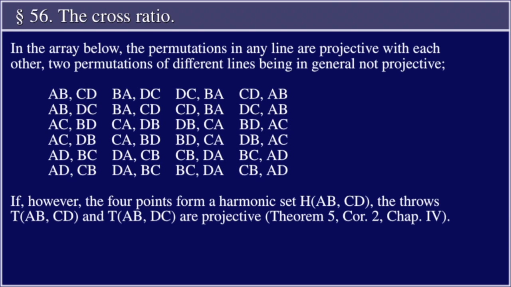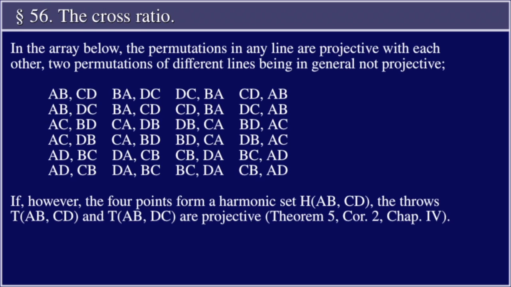Row 1: AB, CD; BA, DC; DC, BA; CD, AB. Row 2: AB, DC; BA, CD; CD, BA; DC, AB. Row 3: AC, BD; CA, DB; DB, CA; BD, AC.